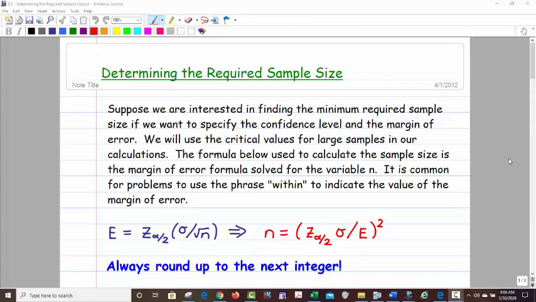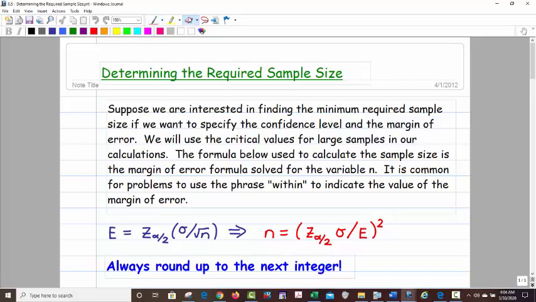Hello, this video is named Determining the Required Sample Size. It is still part of the confidence interval material. And what we're trying to do here is suppose we were creating a confidence interval and we wanted some specific conditions associated with it.